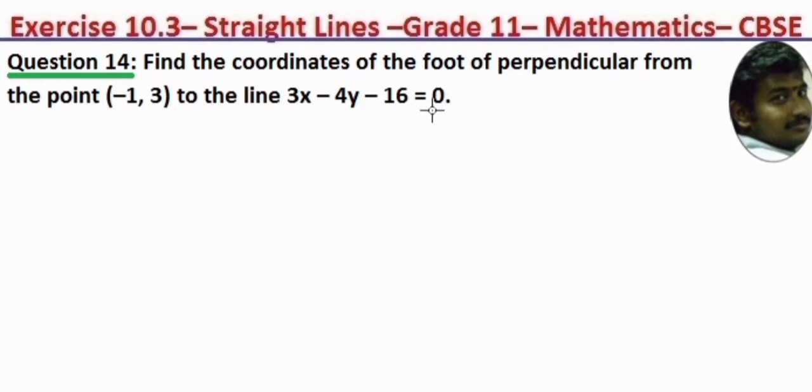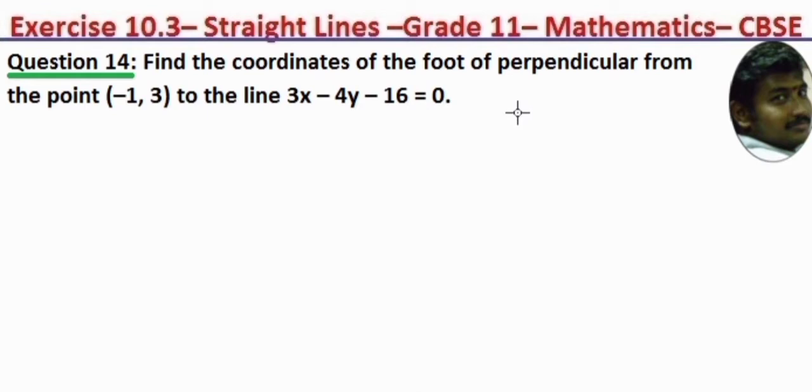For that, one perpendicular line is drawn to this line from the point minus 1, 3. That line joins this line, no? That foot of the perpendicular we need to find. That foot coordinate we need to find. Okay, so this is the question. So let us see the solution.